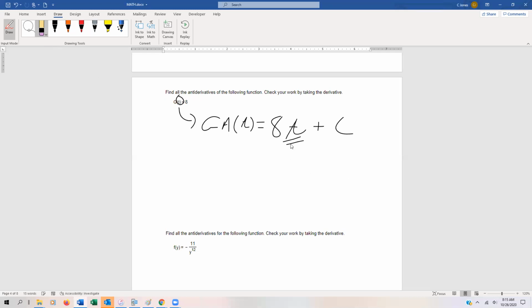Now we're just going to find the derivative to check it. So I'm going to call this GA prime of t.